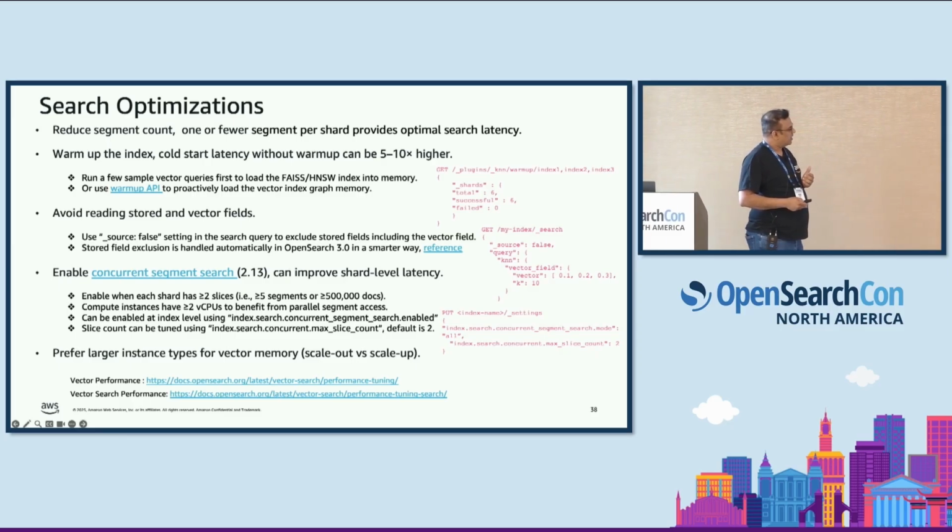And then finally, vector search is again a memory heavy stuff. So use higher instance type for real production use case to have enough memory, and then tweak the settings, which we already discussed.